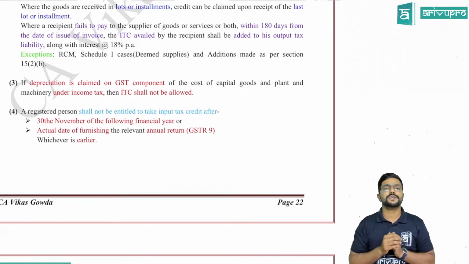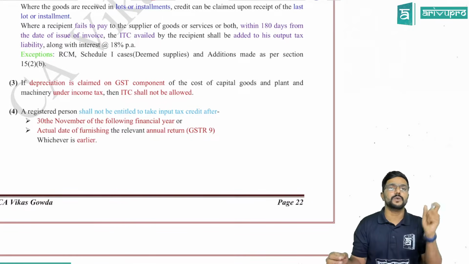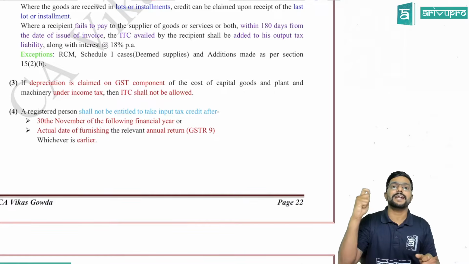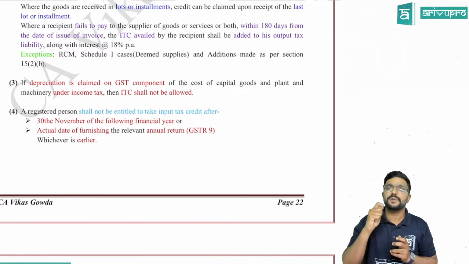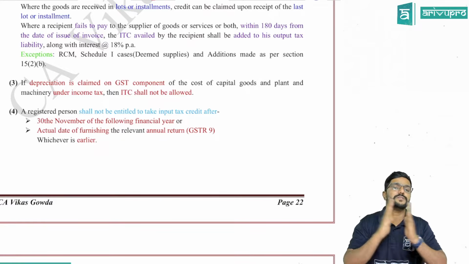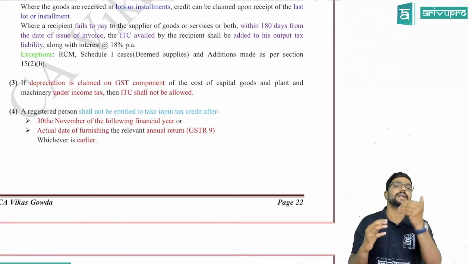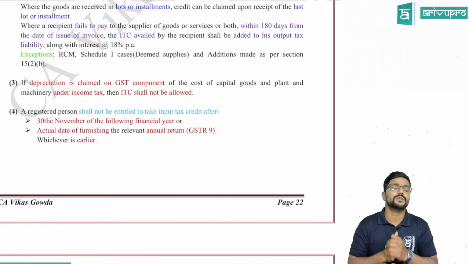Then coming to subsection 3, if GST paid on capital goods is capitalized and added to the cost of the asset, and if depreciation is claimed on the GST component in income tax, then on the same there is no credit available under GST. Sir, what if the GST component is not added to the cost, on which no depreciation is claimed under income tax? In that case, credit can be claimed.